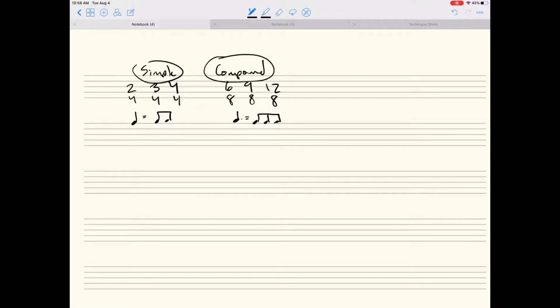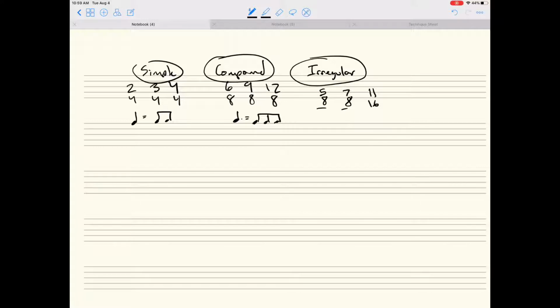Compound. The last thing we're going to talk about is irregular meter, which, as the name suggests, is irregular, not always the same. There's not a pattern necessarily that we can follow, but you've probably seen some of these, like 5/8, 7/8. Maybe you've seen something like 11/16, something strange like that. Let's focus on 5/8 and 7/8 for a second and talk about what's going on here.